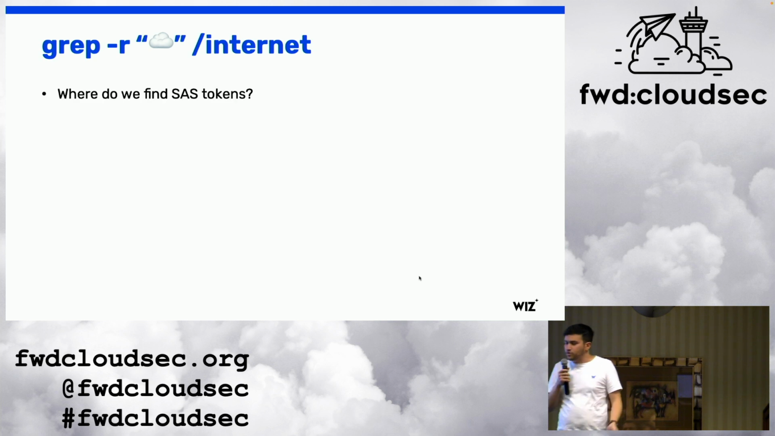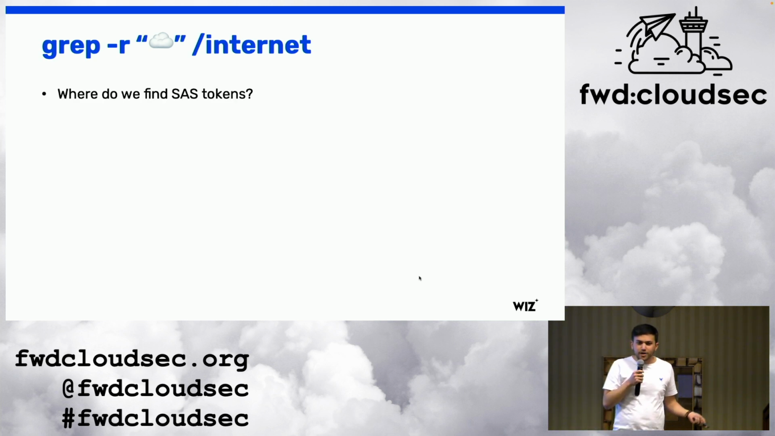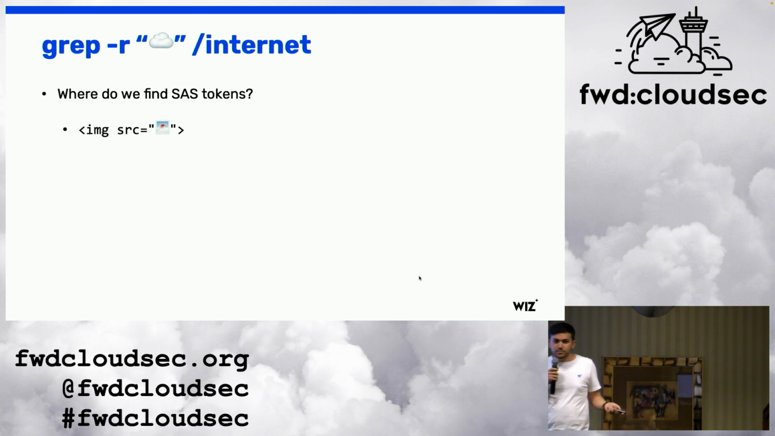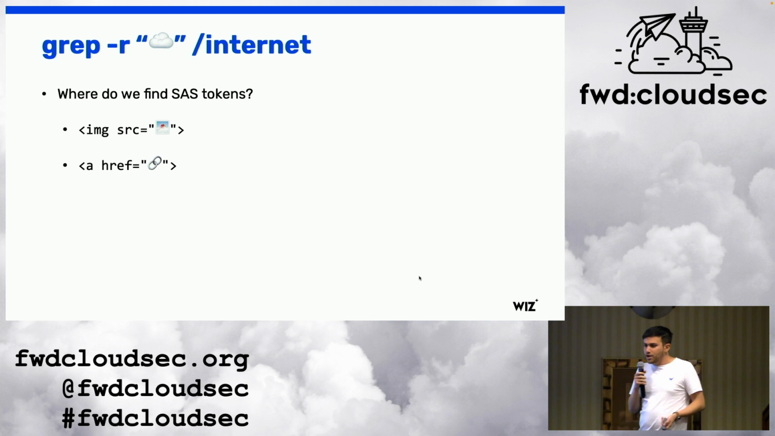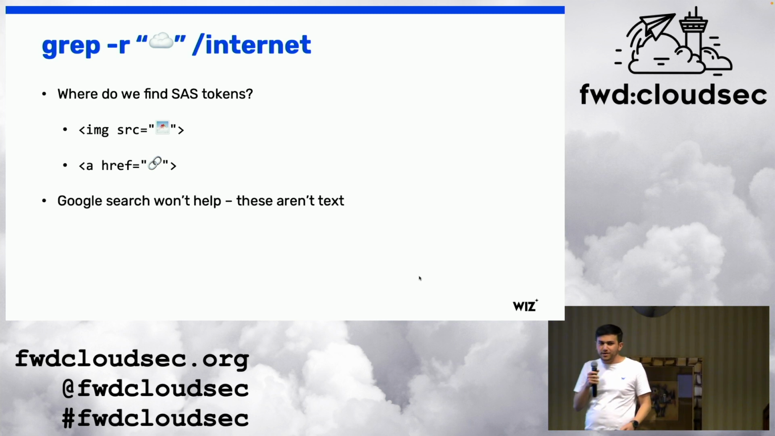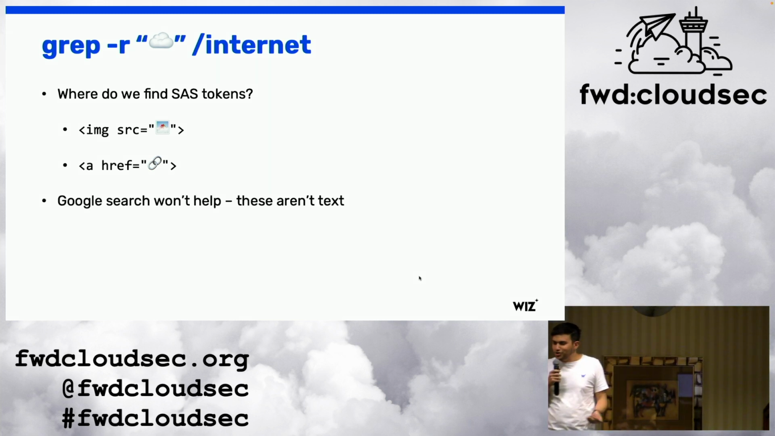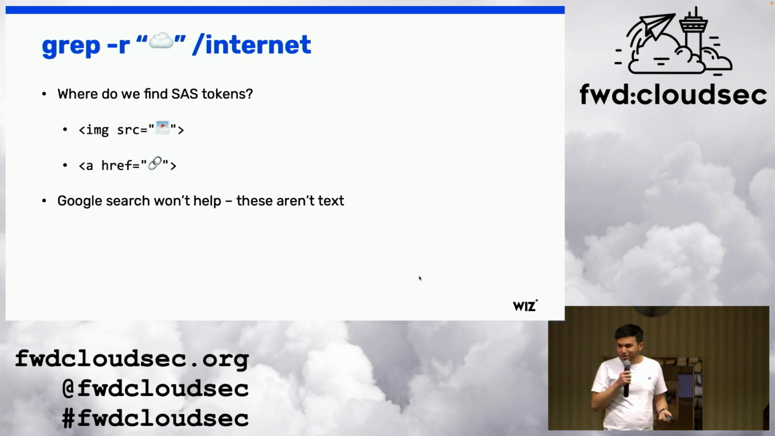So if we want to look for SAS tokens, we asked ourselves, where do we actually find SAS tokens in the wild? Well, they might be in images, static image content that websites are hosting. They might be in links. If you want to link a document or a spreadsheet to something, you might host it on Azure Storage. But Google Search won't help me with any of these because they aren't really text. They're HTML content embedded on the page.